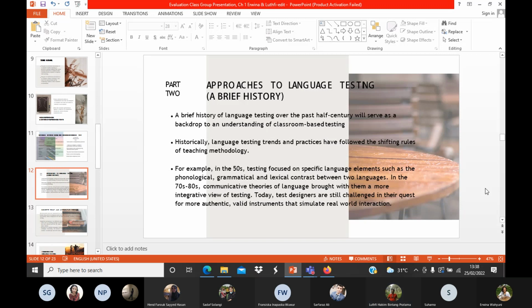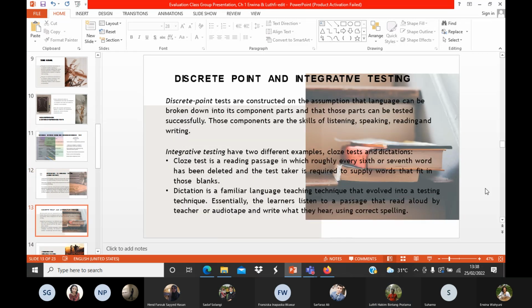Next, this is discrete point and integrative testing. Discrete point tests are constructed on the assumption that language can be broken down into its component parts and that those parts can be tested successfully. These components are the skills of listening, speaking, reading, and also writing.